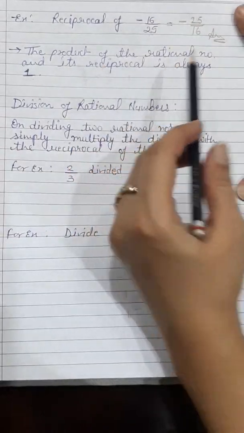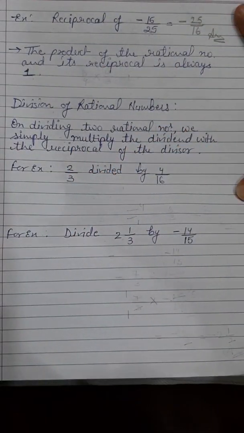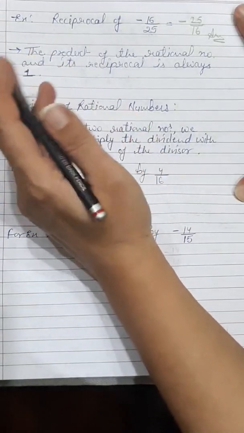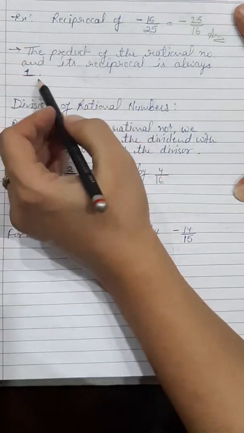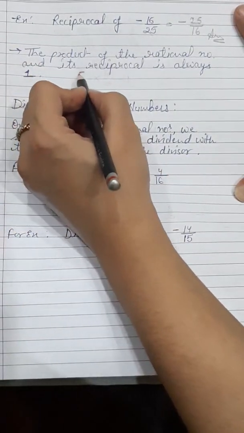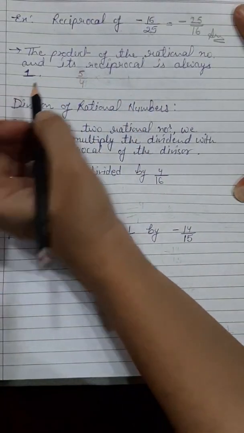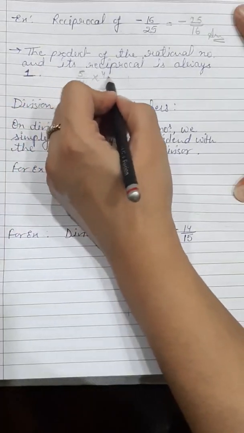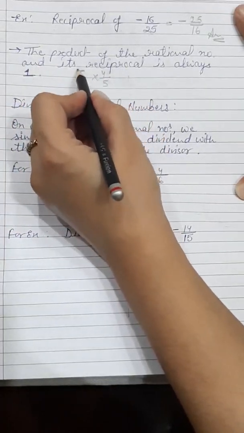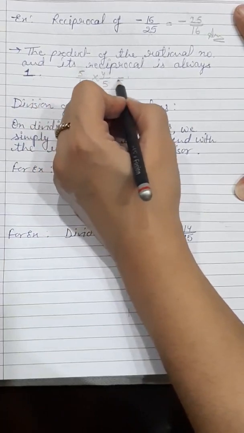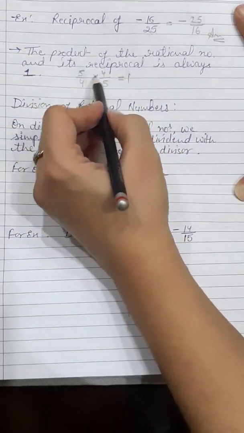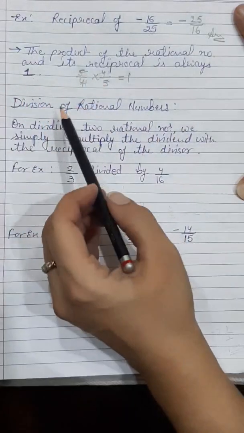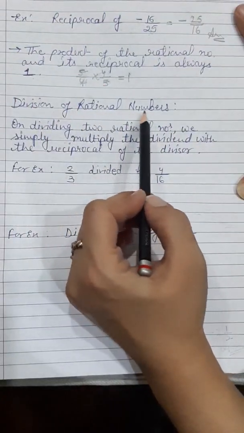The product of the rational number and its reciprocal is always 1. Important point. The product of the rational number and its reciprocal is always 1. If I say 5 by 4 is a rational number, so its reciprocal is 4 by 5, and the product of this rational number and its reciprocal is always 1. You can check. 4 4 cancel out, 5 5 cancel out. 1 will come. Clear?